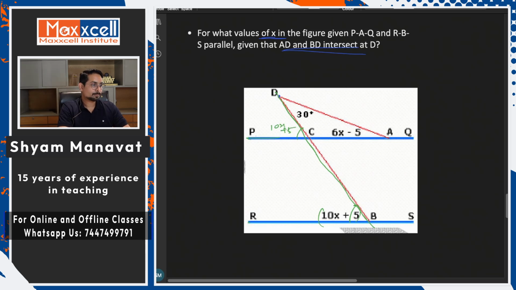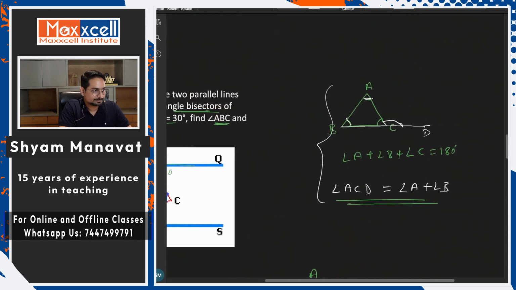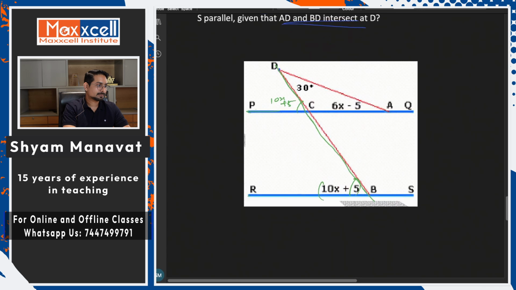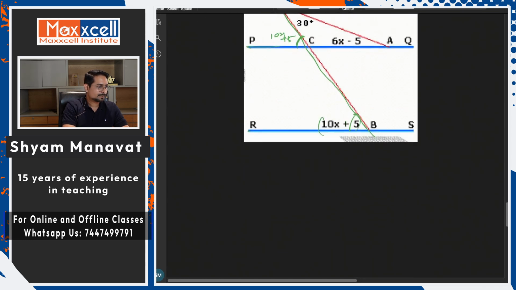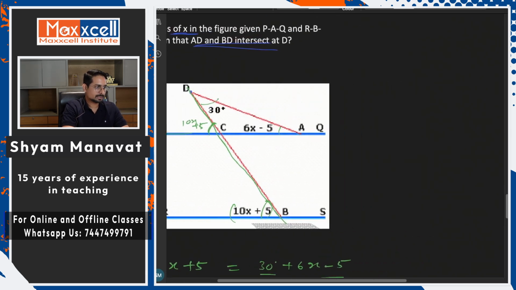Now if I apply that property, which property? This property, the external angle property. The external angle is equal to the sum of remote angles. In that case, you can say this external angle, 10x plus 5, is equal to the remote angles. What is in the remote angles? Angle D, which is 30 degrees, and angle A, which is 6x minus 5, the sum of them. Should I draw this triangle separately?